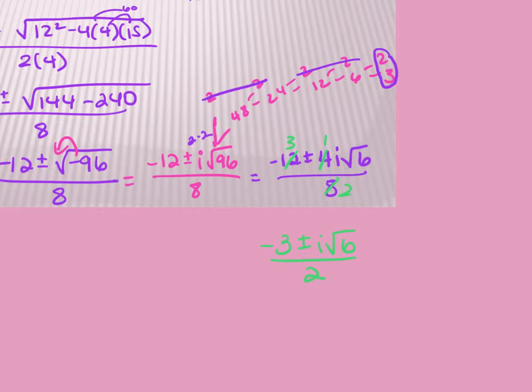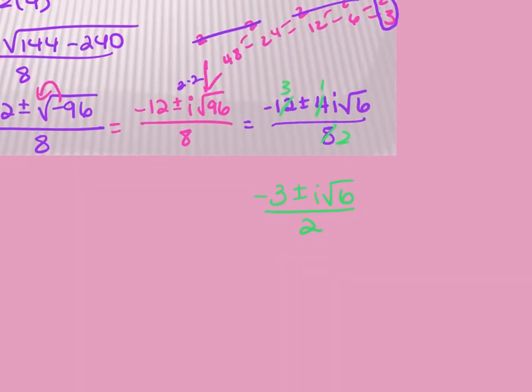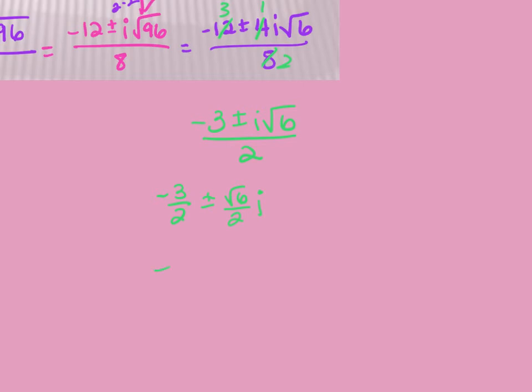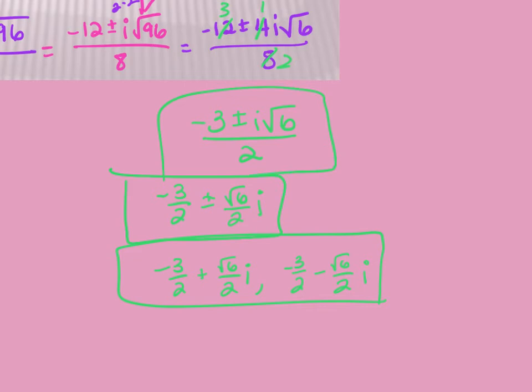Now the way these solutions are usually written is in two separate fractions. Negative 3 over 2 plus and minus square root 6 over 2 i is pretty much what standard form looks like. If it's separated by a comma, then it would be negative 3 over 2 plus root 6 over 2 i and negative 3 over 2 minus root 6 over 2 i. So all of these are technically right. They're just different formats.